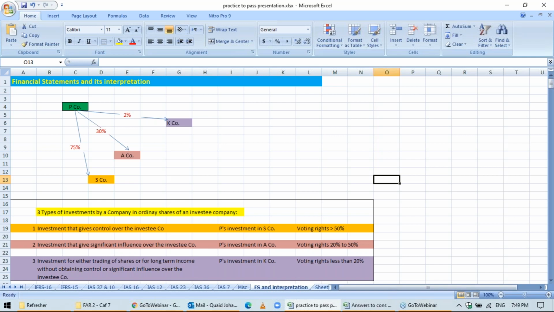So students, when will you consolidate financial statements? Consolidated financial statements are prepared when the company has control, when one company exercises control over another. The investor exercises control over the investee. In this case, the control depends on voting rights. Whether it will be able to control or not depends on voting rights. So this 75%, 30%, and 2% is voting rights.